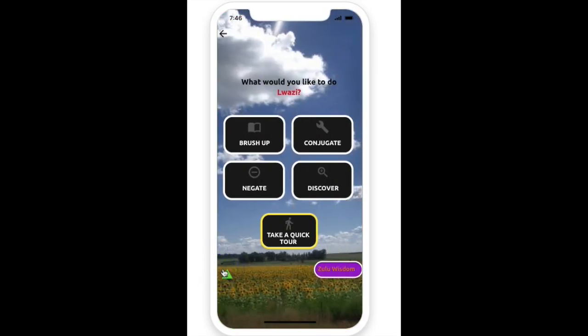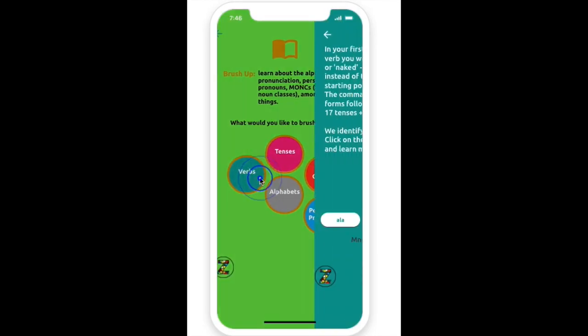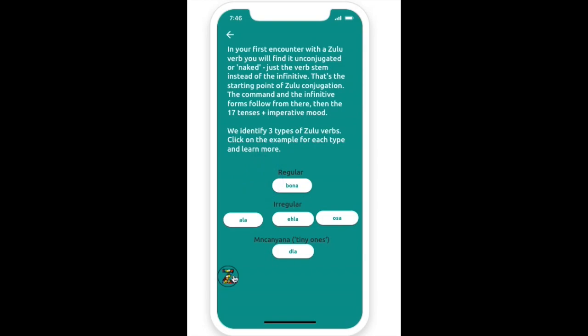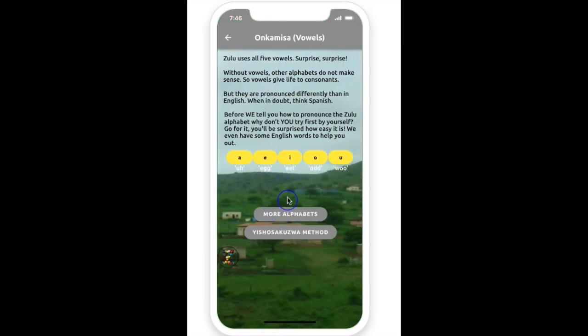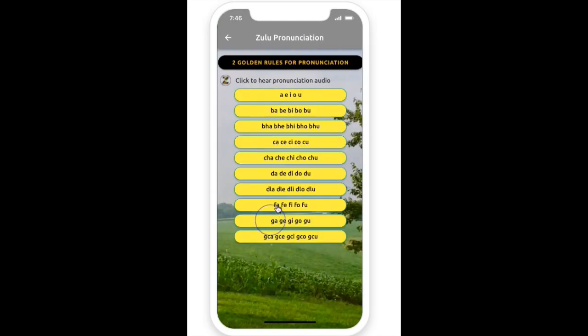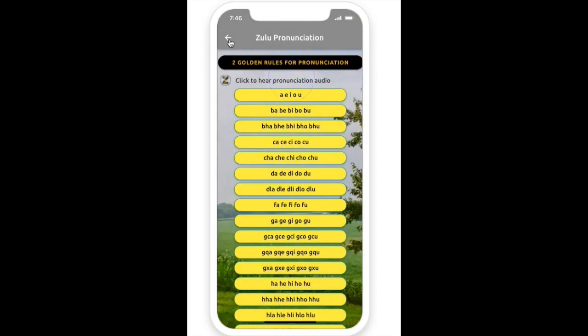How about, let's say we don't know what these tenses are. We don't even know the names of them. Well, we can even click here. This is where we can learn about Zulu verbs, different types of Zulu verbs, what they are, and examples of them. This is where we can learn about the Zulu alphabet, how to say it. And if we click right here, we can listen to how each sound of the Zulu alphabet is said.